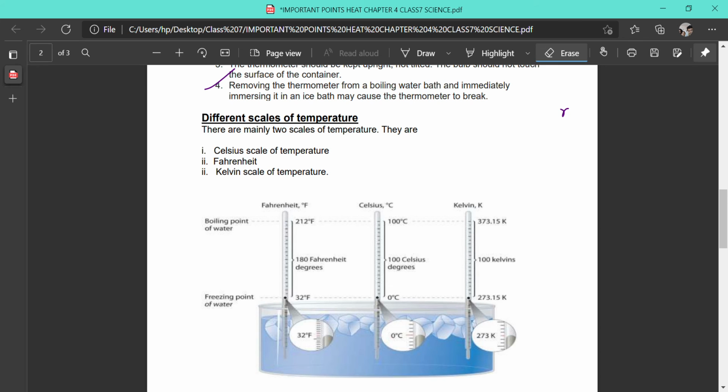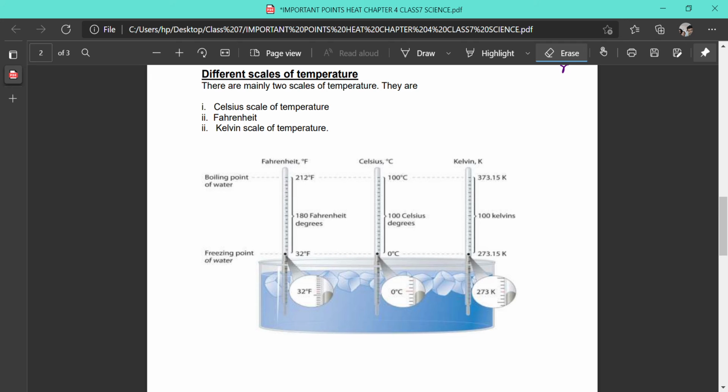Next, we are going to read about the different scales of temperature. So there are three fixed different scales of temperature. One is the Celsius scale.